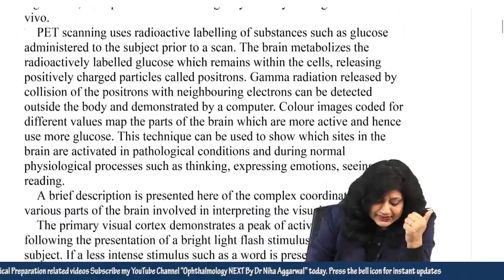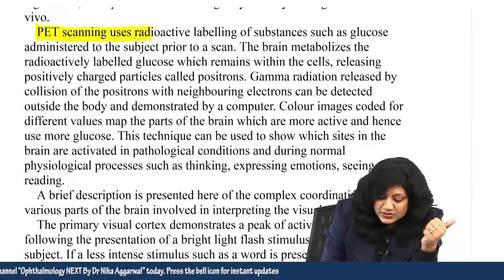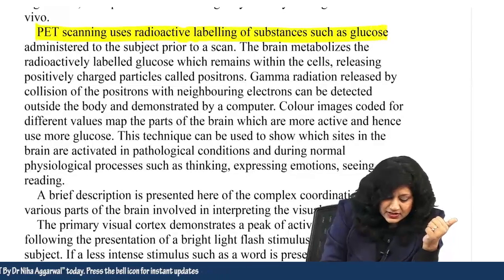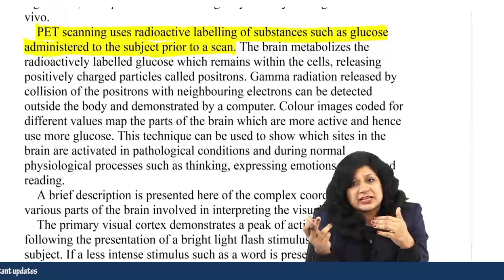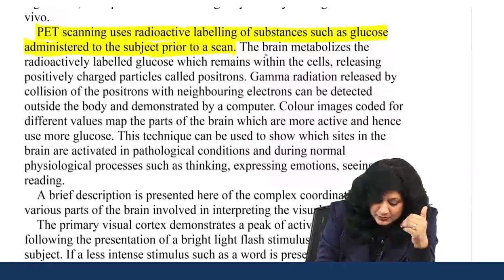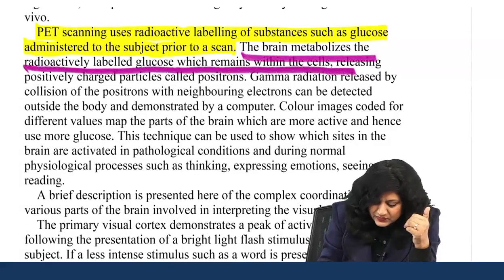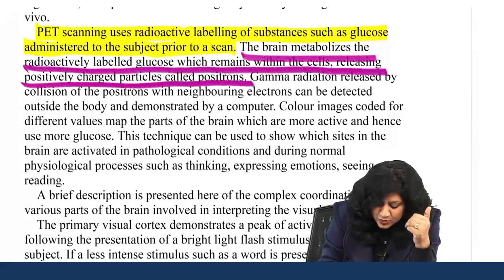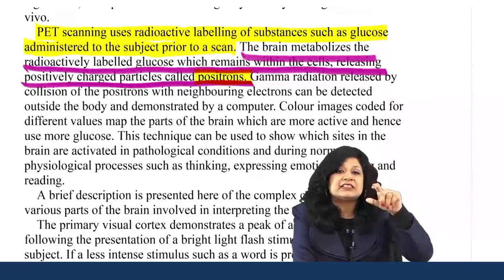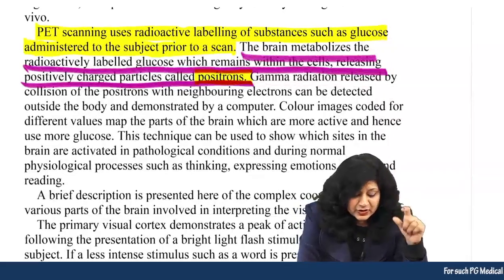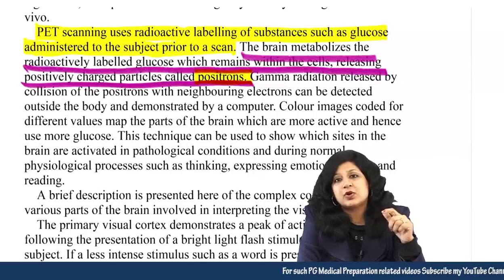So PET scanning, what is the basic principle? You must be knowing this better. PET scanning uses the radioactive labeling of substances. Just say we have glucose administered to the subject prior to the scan. So this glucose will be utilized by the brain. The brain will be metabolizing this radioactive labeled glucose, which remains within the cells, releasing positively charged particles called positrons. So when the brain metabolizes this radioactive labeled glucose, it will release these positively charged particles. These are called positrons.